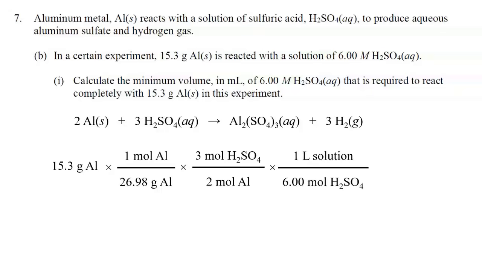Now at this point, if we stop right now and do this calculation, our answer would be in liters of solution. Since they want the volume in milliliters, let's just go ahead and replace 1 liter of solution with 1,000 milliliters of solution. So the math involved would be 15.3 divided by 26.98 times 3 divided by 2 times 1,000 and then divided by 6.00.